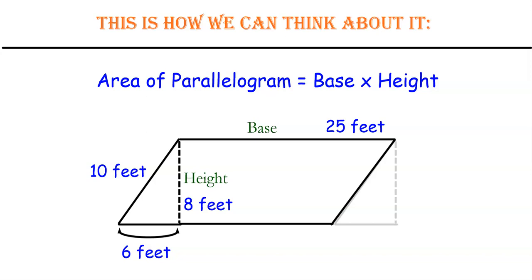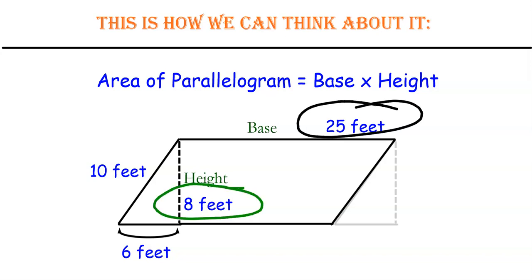So in this particular parallelogram, in order to find the area of it, where we have base times height, we literally just multiply the base length, which is 25 feet, by the height length, which is 8 feet, to get 25 times 8, or 200 square feet. And the area formula is as simple as that.